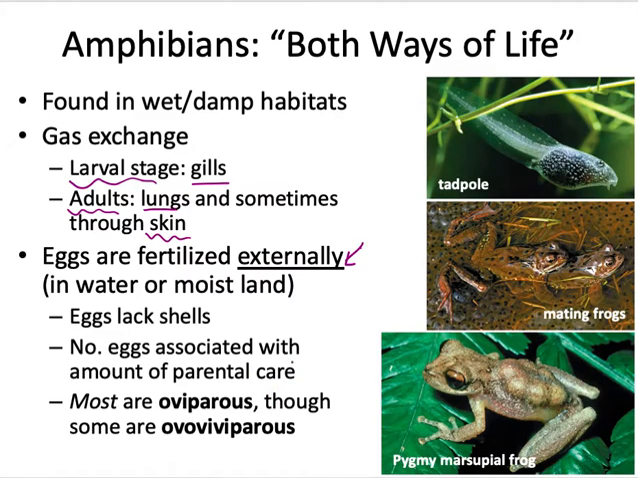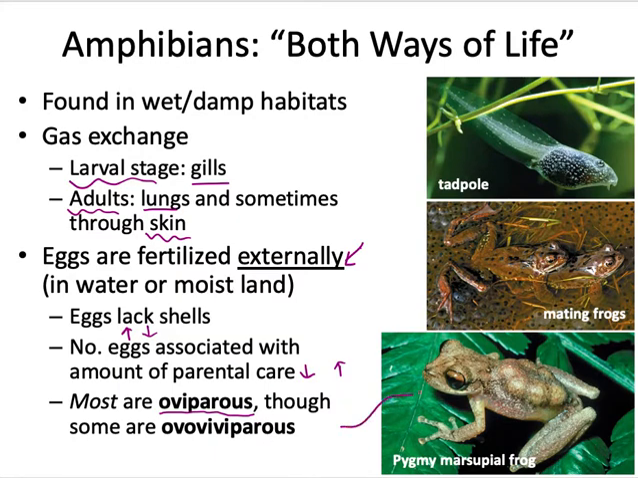So if a species has a low amount of parental care, low care will result in a large number of eggs being laid. If the amount of parental care is high, then the number of eggs that are laid is usually a lot lower. All right, in terms of how the development occurs, early embryonic development and the development of the fetus is most of the time oviparous, which means that it occurs in the egg.